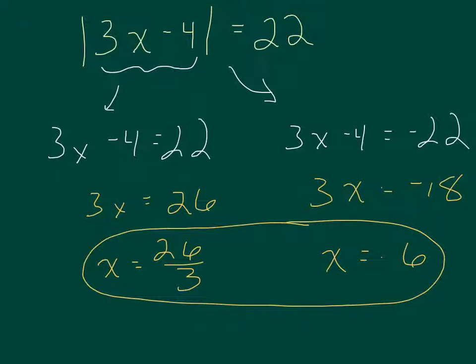Notice that these solutions really don't look like they have anything in common. It's not like the past absolute value problems where we've had two solutions, one positive and one negative. And the reason is that I'm doing so much to that x inside the absolute value. I'm multiplying it by 3 and I'm subtracting 4. So that's going to give me two very different values.